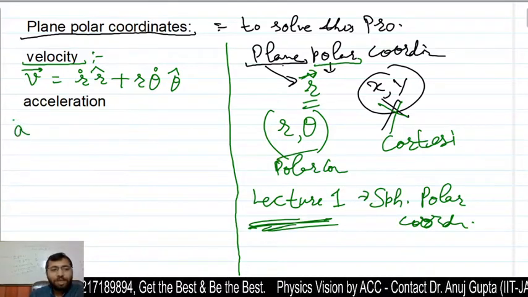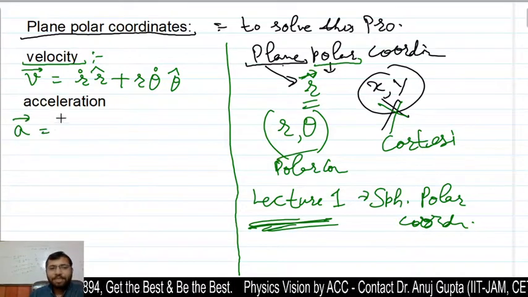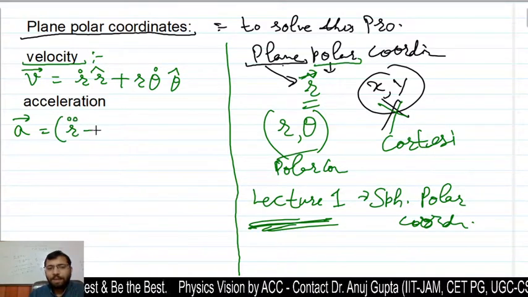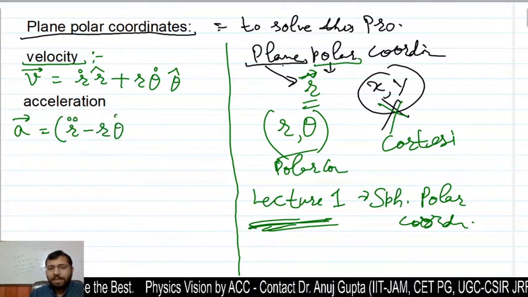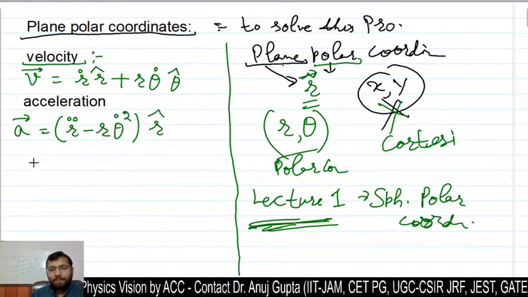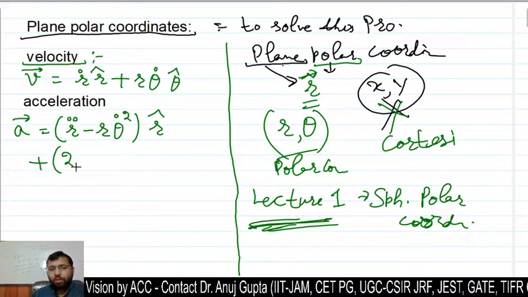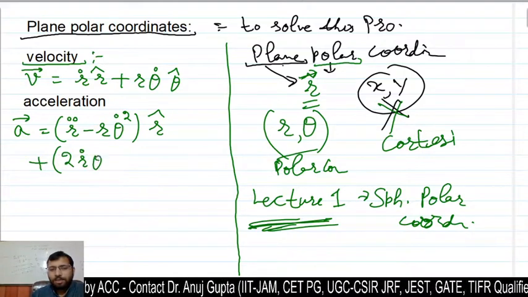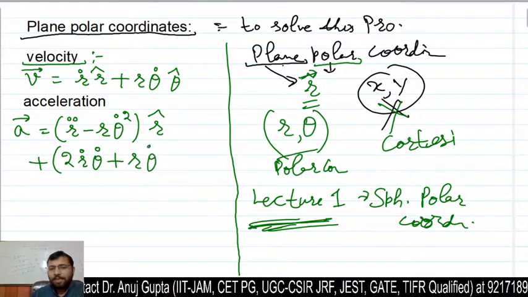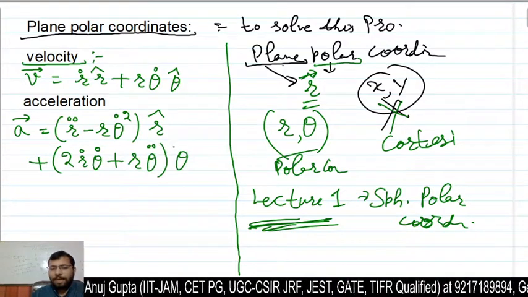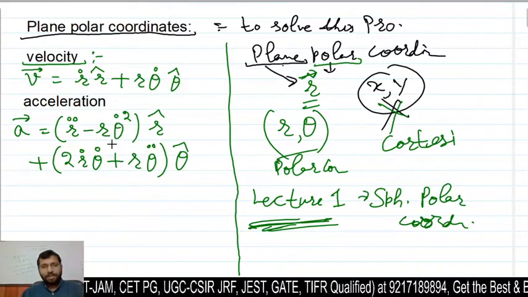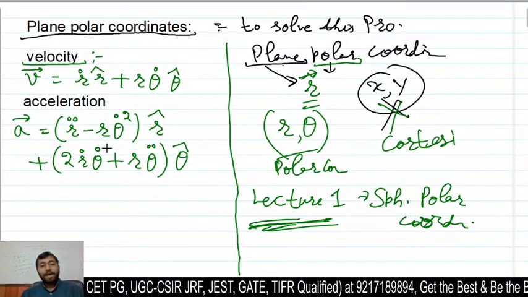और acceleration क्या होगा? Acceleration होता है r double dot minus r theta dot square r cap plus 2r dot theta dot plus r theta double dot theta cap. Okay, this is the formula for acceleration.